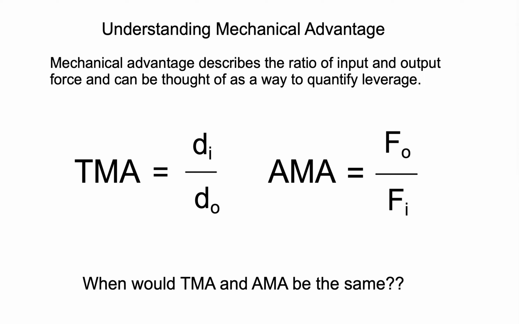All right. So when there's no friction, then these two things are the same. When there's friction, the actual mechanical advantage will always be smaller than the theoretical. So this one will always be the smaller one. This one will always be the bigger one. If there's no friction, they can be the same.